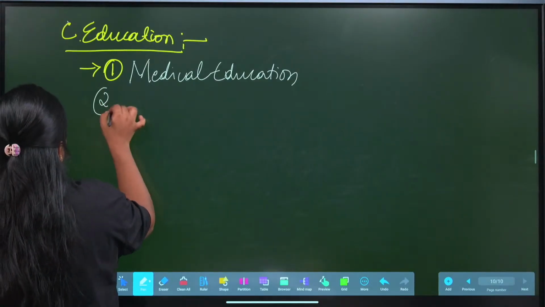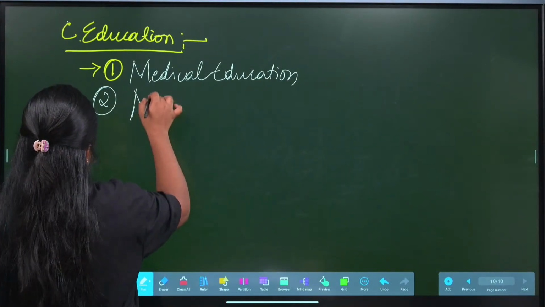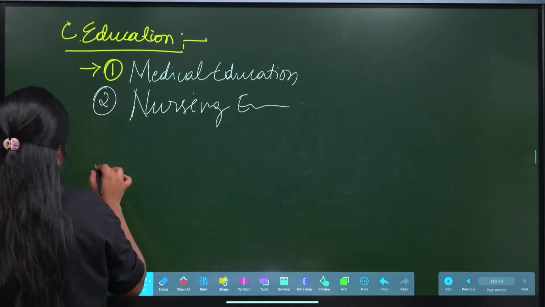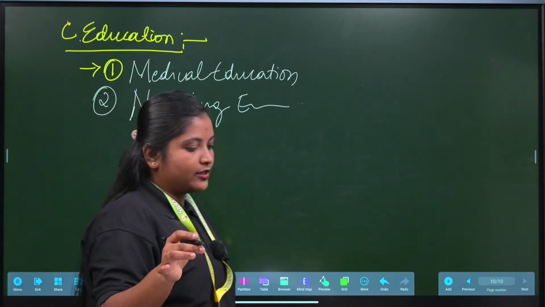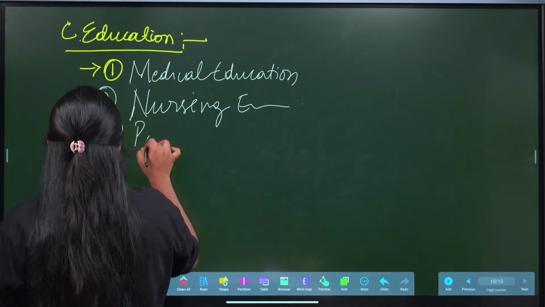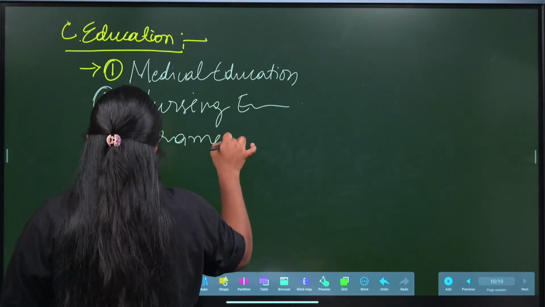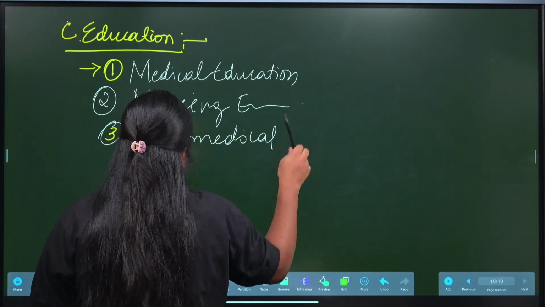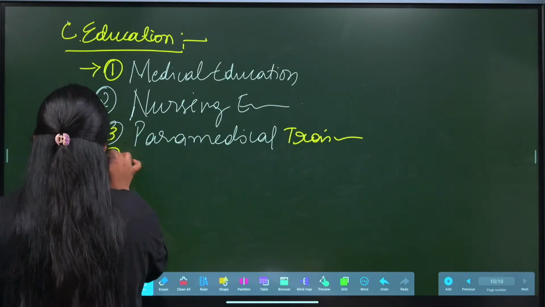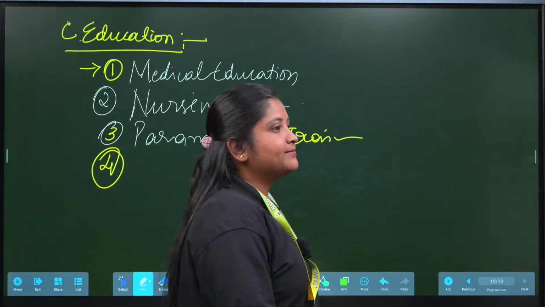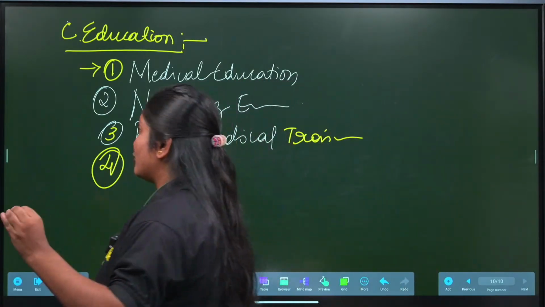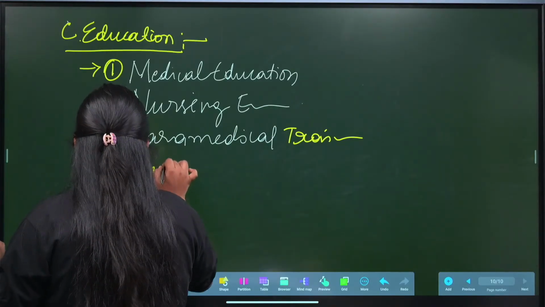The next one is our profession, that is nurses, so the nursing education. Nursing colleges will be attached to the medical hospitals only to get the training. The next one is paramedical training. And the fourth one is research. The research also is going to be conducted in the hospital only.